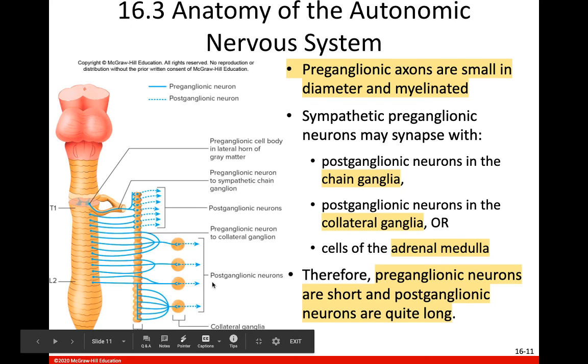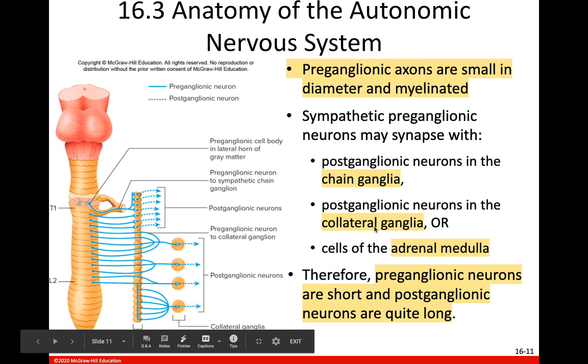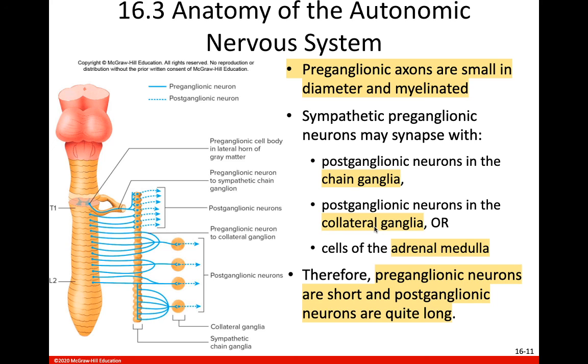And one other thing that we're not really showing here in this diagram, as we said, some of those preganglionic neurons synapse with the postganglionic in the sympathetic chain ganglia, some synapse with the postganglionic in the collateral ganglia. Then we have a few of the preganglionic neurons that actually synapse with cells of the adrenal medulla, and you actually don't have a postganglionic. The preganglionic just synapse with the cells of the adrenal medulla.